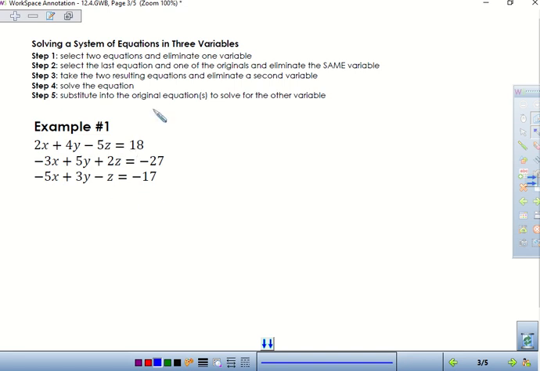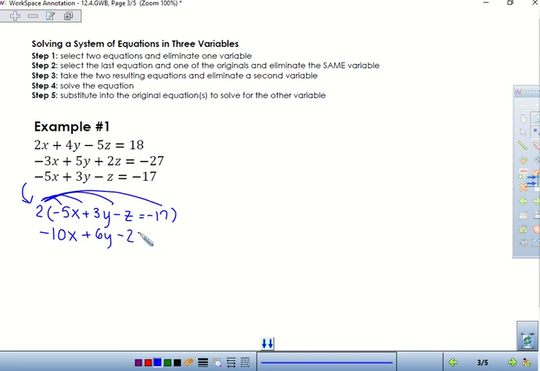Okay. So step 1 is I'm going to take this equation right here, and I'm going to multiply everything by 2. Distribute. That gives me -10x plus 6y minus 2z equals -34. Now, once I multiply that last equation by 2, I'm going to rewrite that second equation underneath it.